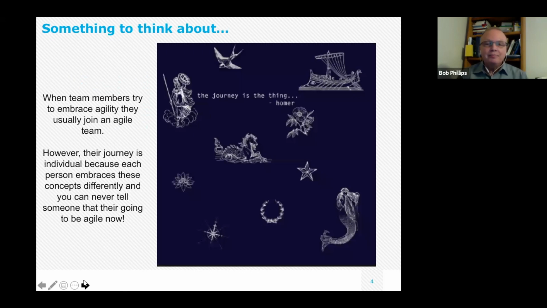So I'm just going to do a little bit of background. I'm not sure if you were able to attend the session that Nitin and I did last week. Agile is a journey, and it's really something that you can't tell your team members you're going to be Agile now. People have to want it, and they have to want to embrace it. And people go at their own pace.